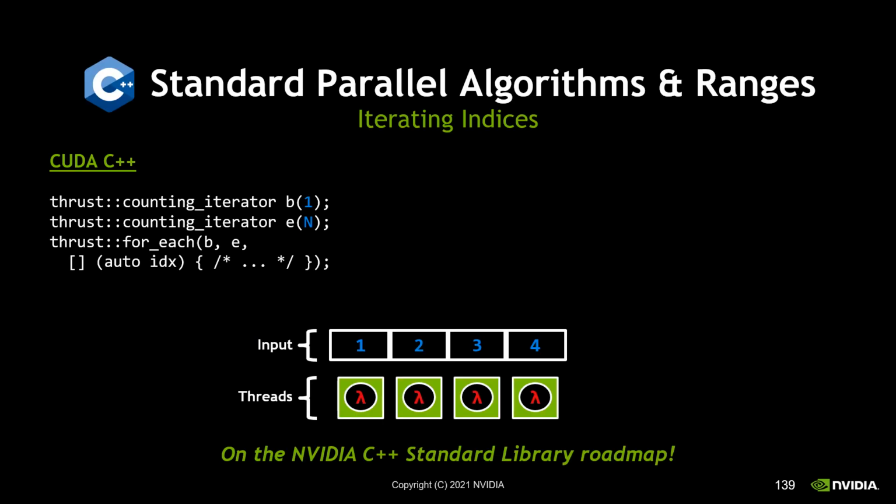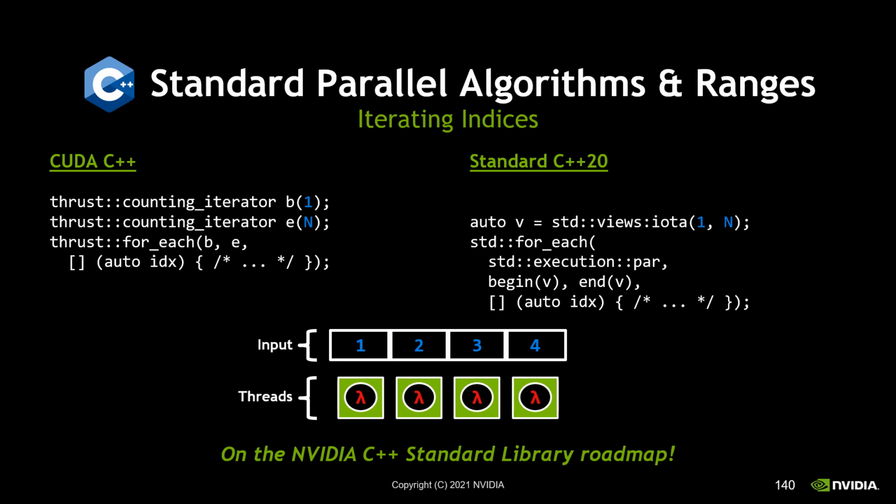Suppose we want to iterate over a sequence of indices instead of a sequence of elements with a Thrust or standard C++ algorithm. In Thrust, we'd use counting iterators for this, which will synthesize the indices when they are dereferenced. In standard C++, we'd use ranges. A range is a sequence of elements. A view is a range that is cheap to construct, move, and copy. You can get a begin and end iterator from ranges and views.